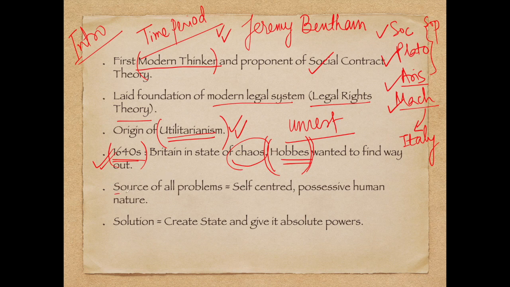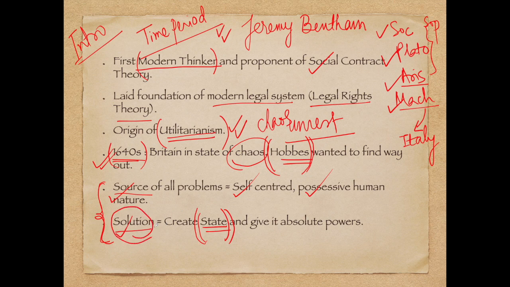According to Hobbes, this was the source of all problems and this was the solution. In the rest of the video we'll talk about how he came to this solution. According to Hobbes, the source of all this unrest, chaos, and anarchy was the self-centered and possessive nature of a human being. A human being is so self-centered and possessive that it becomes the source of all problems. This is what Hobbes postulated, and the solution according to him was to create a state.